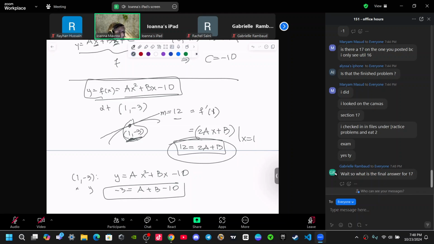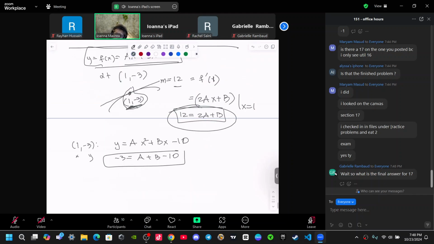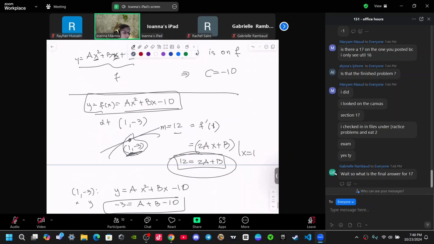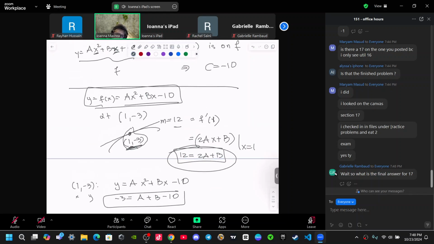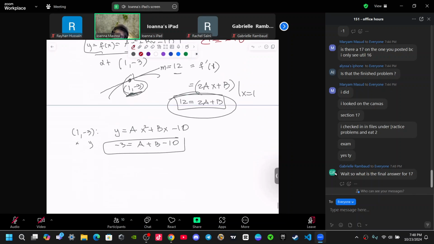17, what was 17? Oh yeah. 17 was, oh, this one here. So this one here, we knew C was -10, right? C is -10. And then we have to solve those two. So we have 2a plus b is 12. That's this one. And then we have a plus b is equal to -3 plus 10, which is 7.